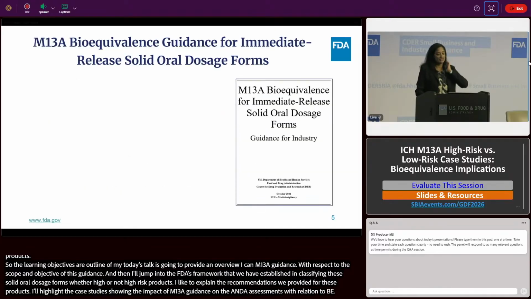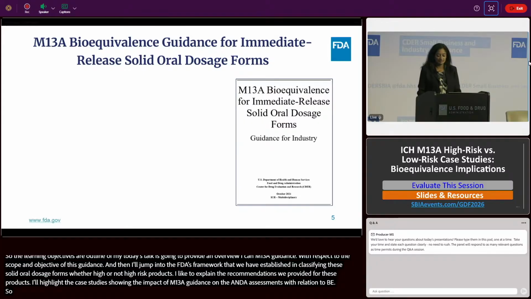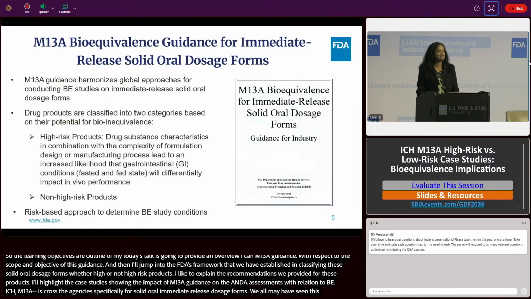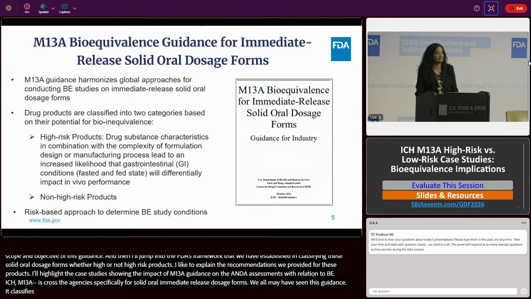So ICH M13A guidance is a significant step forward in harmonizing the bioequivalence study approaches across the various agencies, specifically for solid oral immediate release dosage forms. So we all may have seen this guidance. It provides a binary classification for the drug products as high-risk products and non-high-risk products.